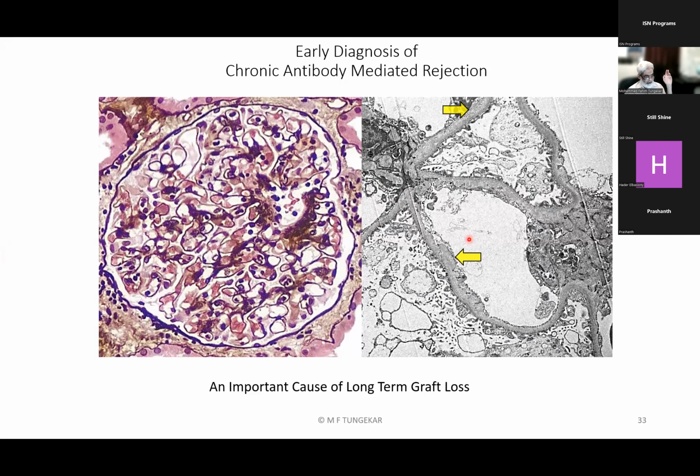Single layer. However, you do EM, and you see clearly the thickness of the GBM, there is rarefaction. There is new lamina densa, thin lamina densa being laid down on the endothelial aspect here. So this case, in fact, has already started the process of antibody-mediated rejection, chronic antibody-mediated rejection. At this stage, treatment should be started.